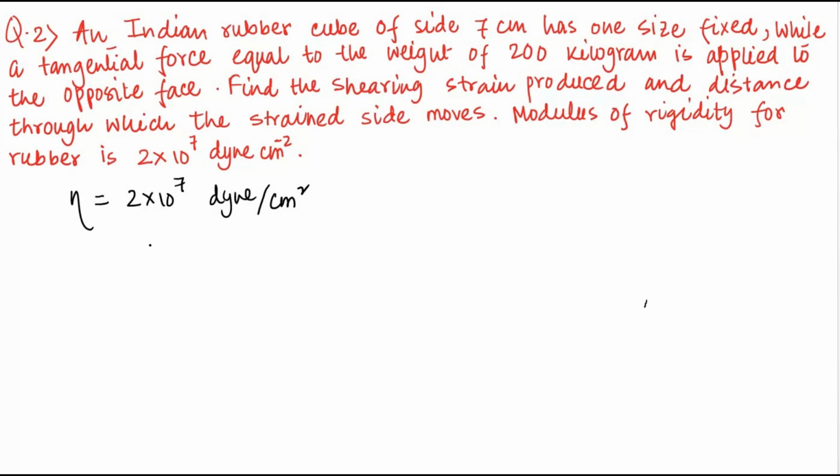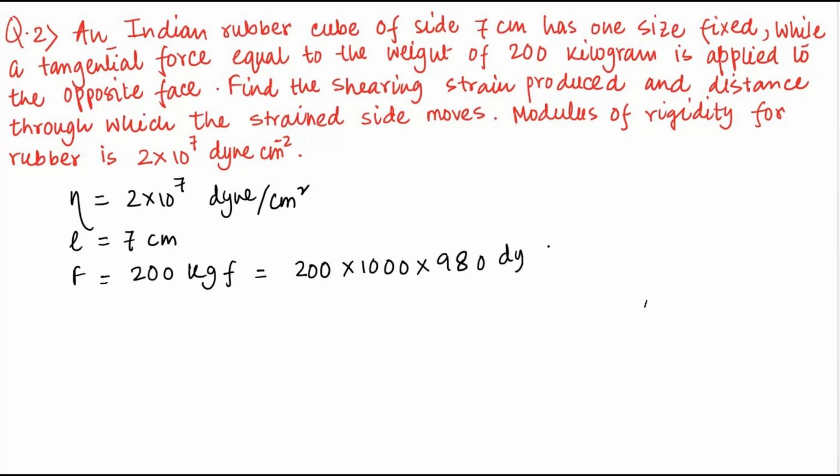Okay, and here the side of that cube is 7 cm and the force which is applied on that cube, that is the tangential force, is 200 kgf. So first we are going to convert that kgf into dyne, because here the modulus of rigidity and the length of that cube are in CGS units. So for that, 200 into 1000 into 980 dyne. Okay.